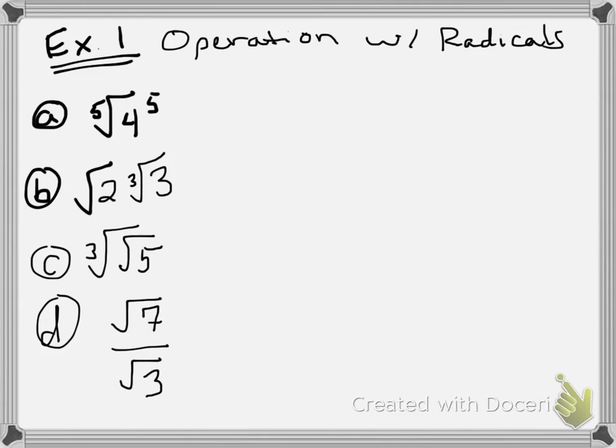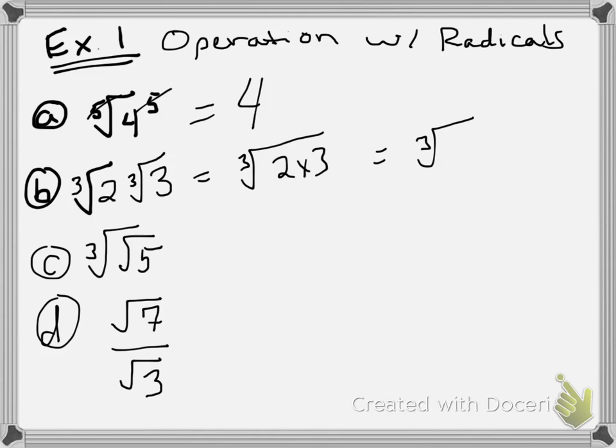If we look here, we have the 5th root of 4 to the 5th power. Well, we know that the 5 and the 5th root cancel out, so it's just 4. And on example B, we have the cube root of 2 times the cube root of 3. Well, we can rewrite this as the cube root of 2 times 3, or just the cube root of 6, and we're done there.